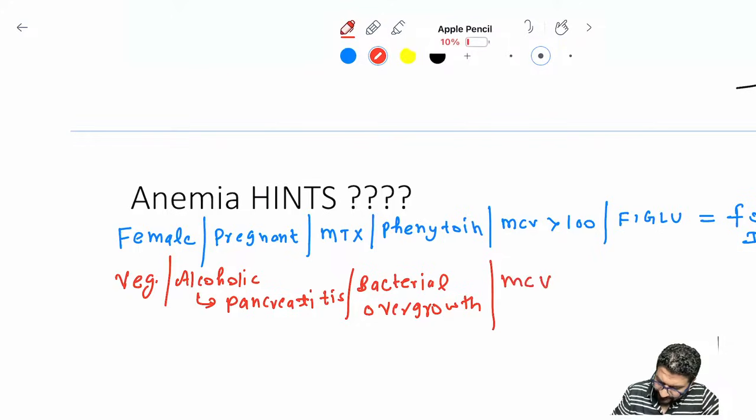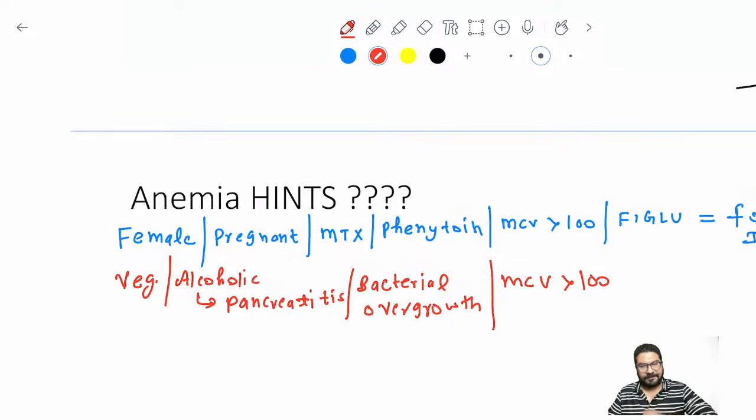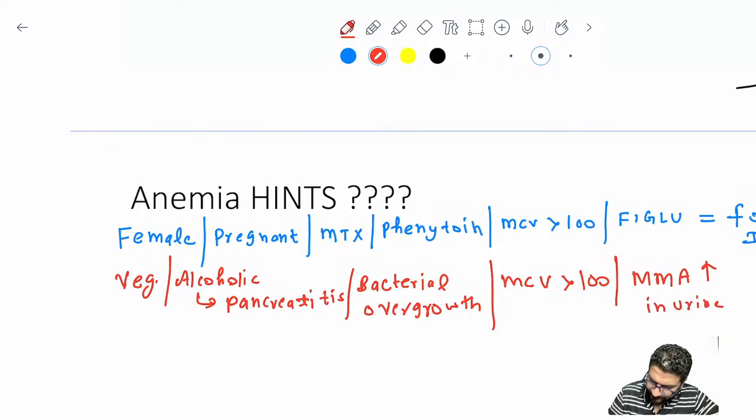MCV count here also will be more than 100. Then understand, the patient will have increased MMA levels. MMA value will be increased in urine. And for this we can perform a test. This test is called Schilling test.